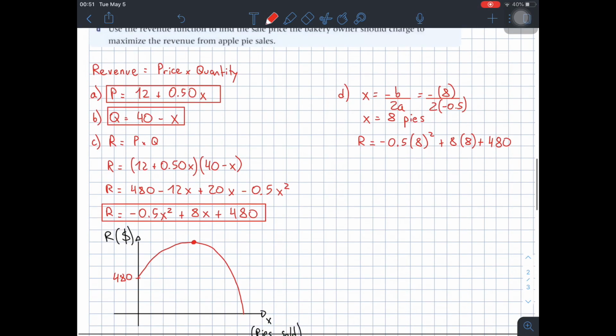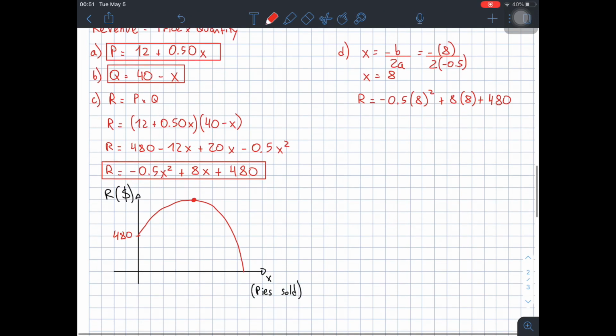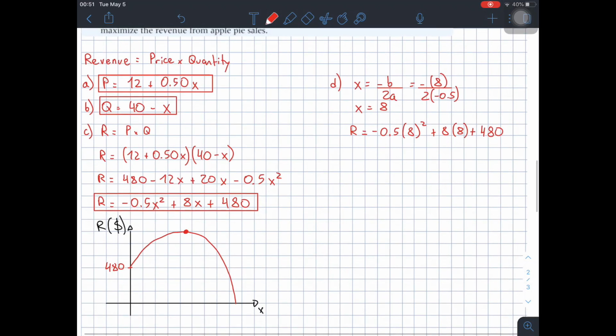Sorry, the value of x is not the number of pies, let me erase this. Then we're gonna analyze what's the value of x. I'm gonna erase this. Okay, so the revenue is, let's calculate this using the calculator, negative 0.5 times 8 squared plus 8 times 8 plus 480. This gives us a revenue of $512.